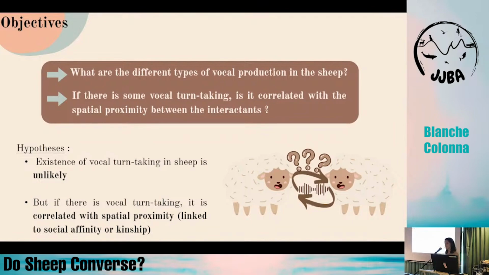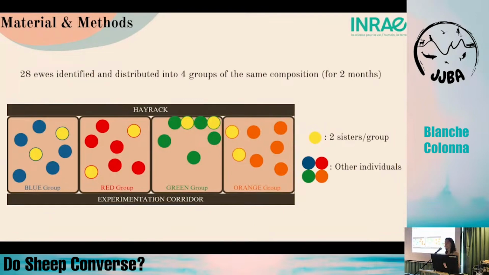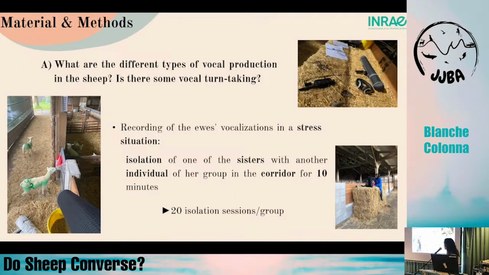So how did we do this? I was at the INRAE Center Val de Loire, and I had 28 ewes that I distributed into 4 groups, and in each group there are 2 sisters. For the experiments, one sister was taken into the corridor with one of her congeners for 10 minutes. So it looked like this.